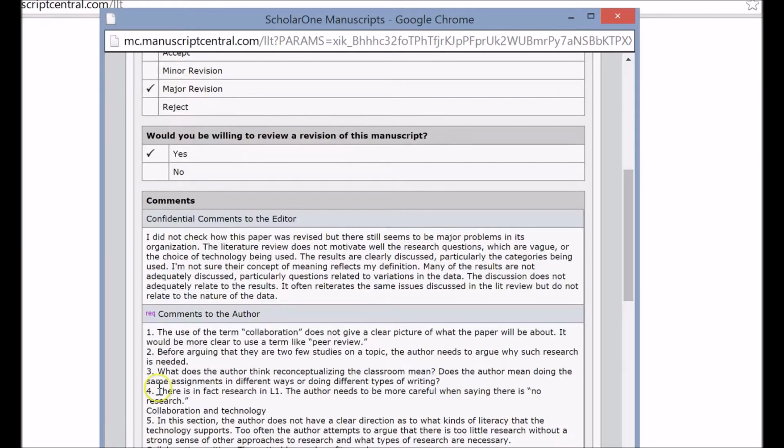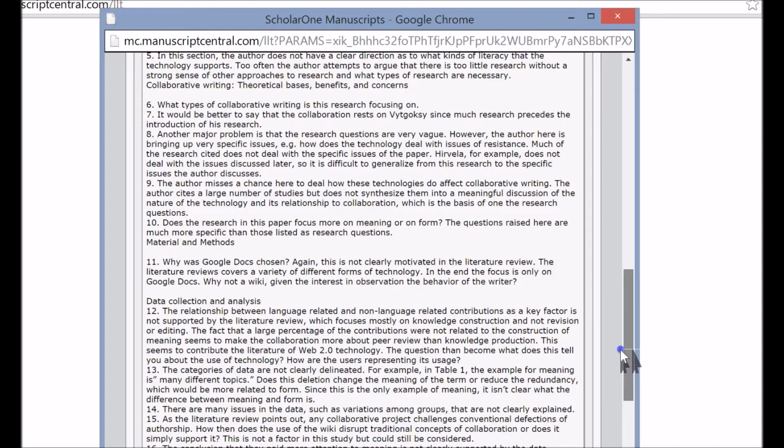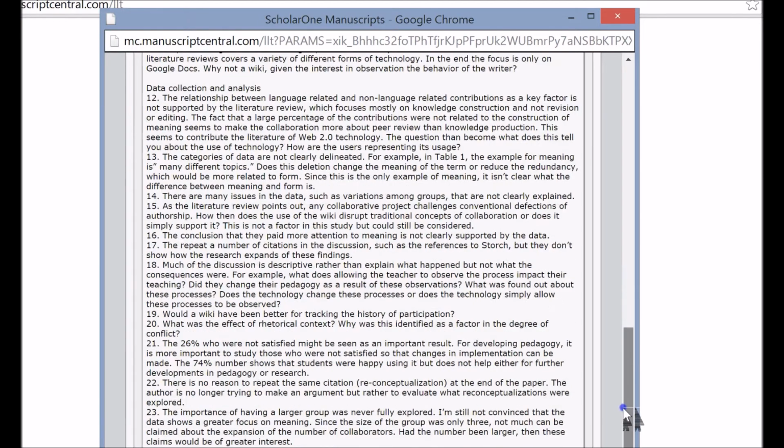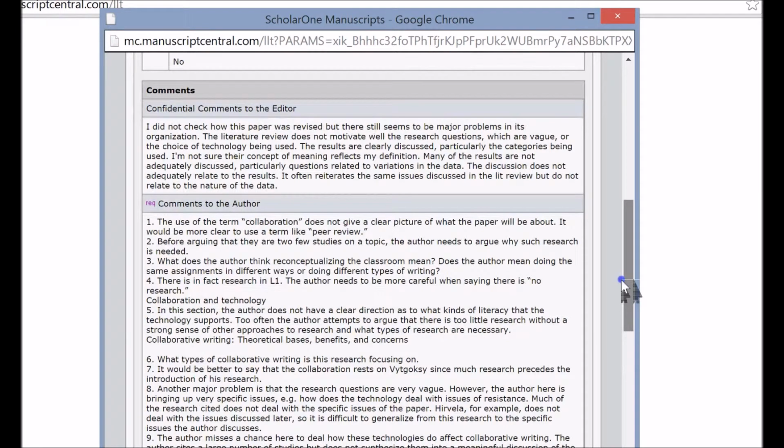And then here, this part here, are the comments to the author. And again, you can see I give very detailed comments. This is pretty much what I do in class. I go through each with students, and I made 25 points here to the author based on each section. And I try to be objective sounding. The use of the term does not give a clear picture. Before arguing that there are a few studies, the author needs to argue why results is needed.